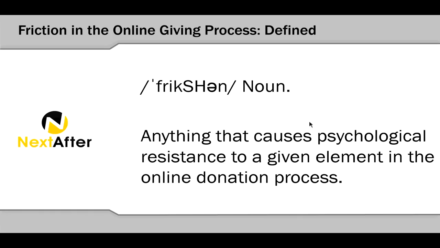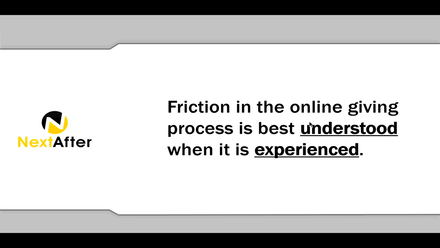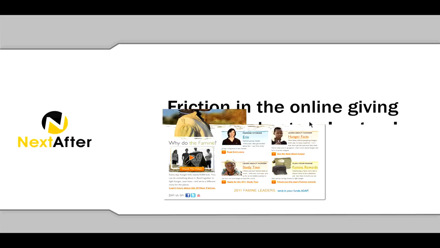So I want to talk a little bit about friction and how it's defined. We define it as anything that causes psychological resistance to a given element in the online donation process. That may not make sense to you, but I think probably the best way to understand friction is to give you an example, to allow you to experience friction through the eyes of the donor. So we're going to go ahead and walk through this example.